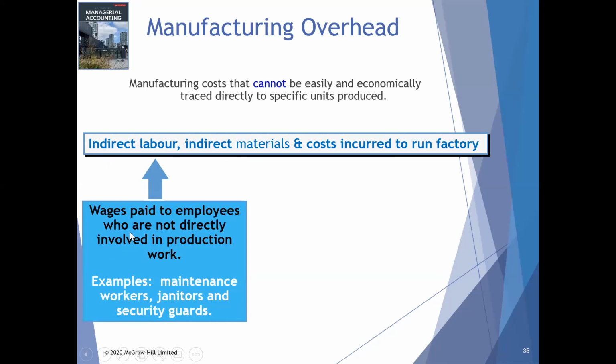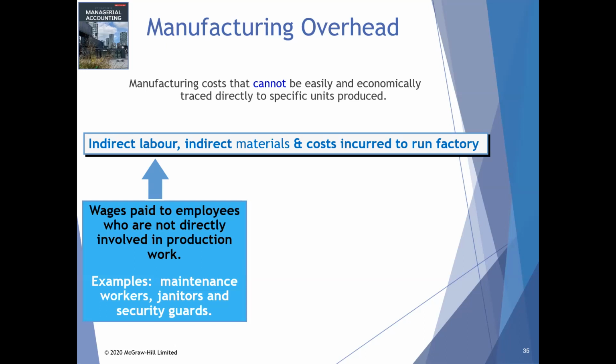Now, wages are paid to the employees who are directly involved in the production work. Indirect labor is not directly involved in the production work, for example, maintenance worker, janitor, and security guard. So the security guard is outside there and is not going to contribute. What do you think, are they not going to contribute anything for the manufacturing unit?